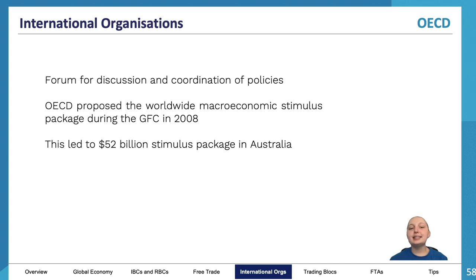So the OECD is essentially just a forum for discussion and coordination of policies rather than an enactor of these policies and discussions. In 2008, the OECD proposed the worldwide macroeconomic stimulus package. Again, that is just a proposal, they can't actually do anything about it, although in Australia it did lead to a $52 billion stimulus package in Australia.